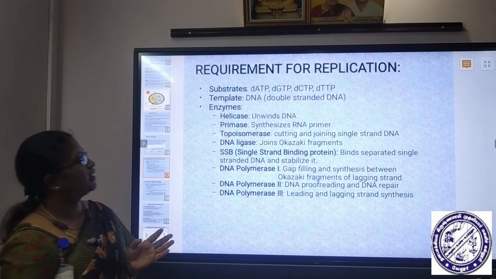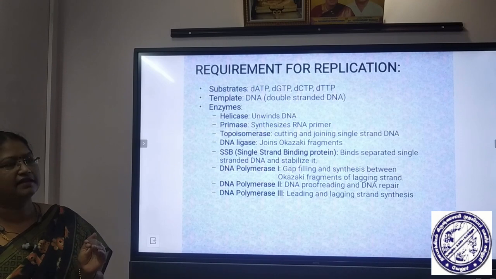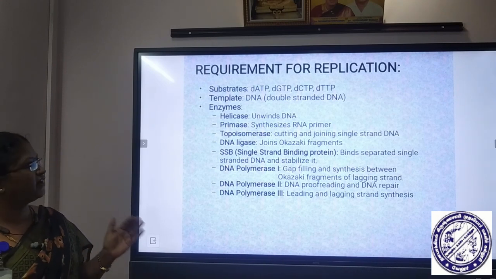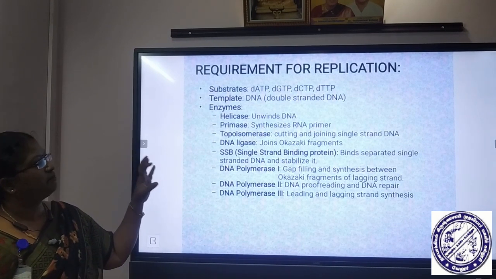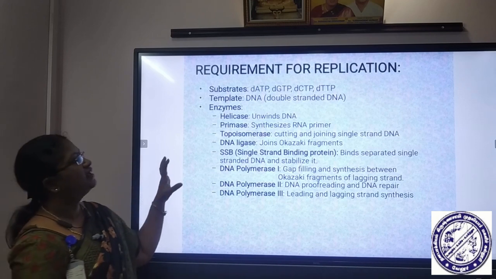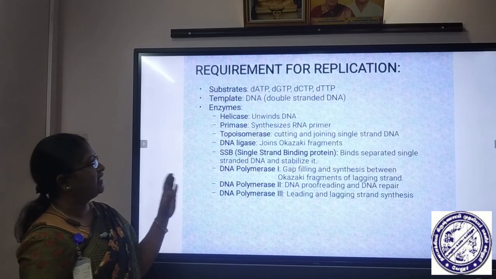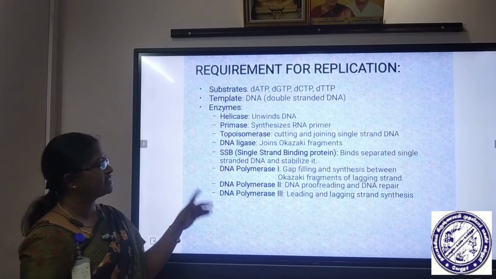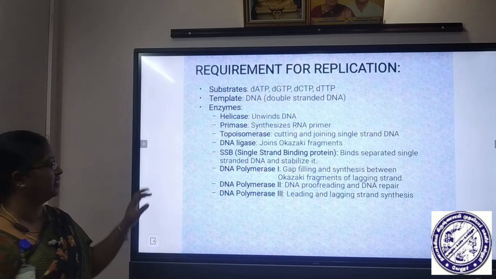Then the requirements for replication. In the cell, duplicate copies of DNA will be made. Further, it needs substrates, that is ATP, GTP, CTP and TTP. Then a template, that is double-stranded DNA, and enzymes like helicase, primase, topoisomerase, DNA ligase, single-stranded binding protein, and DNA polymerase 1, 2 and 3.